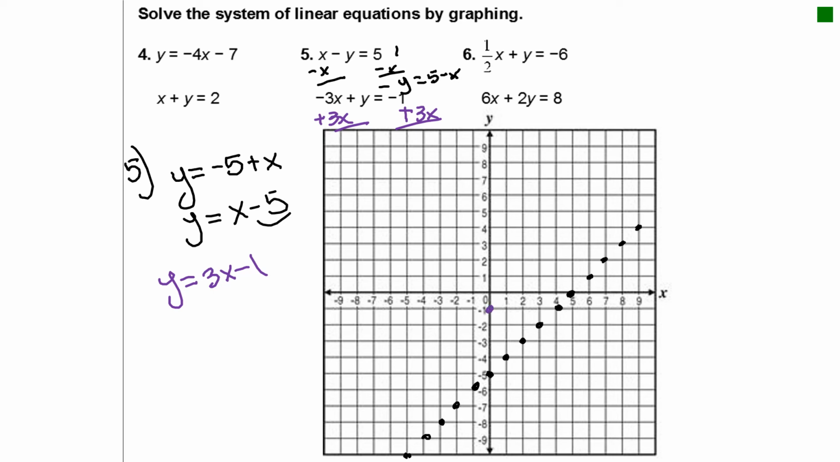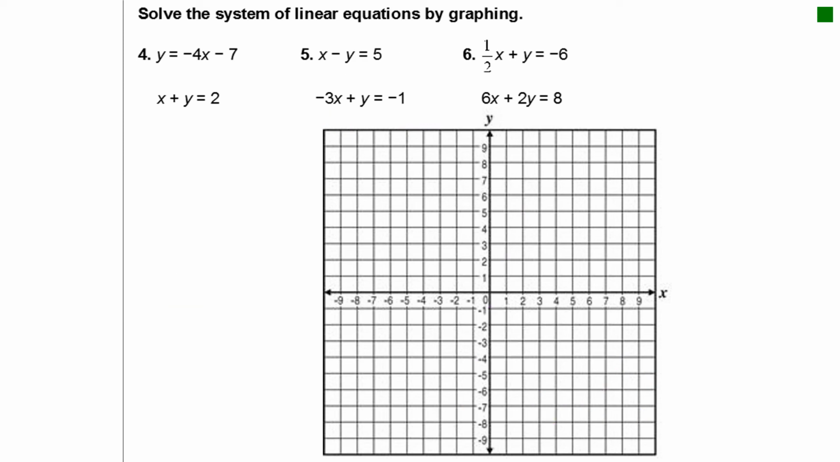-1 is our intercept, and we'll go up 3, right 1. 1, 2, 3, right 1. I'm getting further apart, so I'm going to go the opposite to get closer. 1, 2, 3, 1. Blue and purple intersect finally, as our solution is -2, -7. We can check it by plugging into the equation.